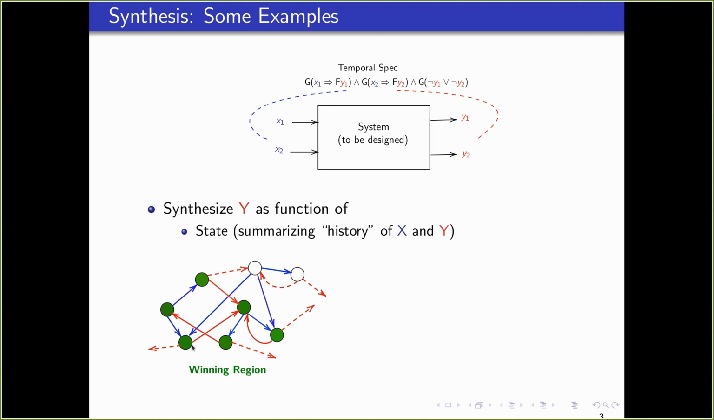The winning region is such that once you get into these states, no matter what the environment does, the system always has an action that it can take such that the specification will be satisfied. The specification cannot be violated.